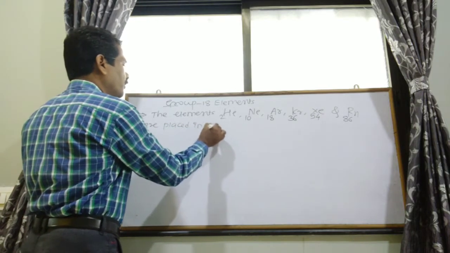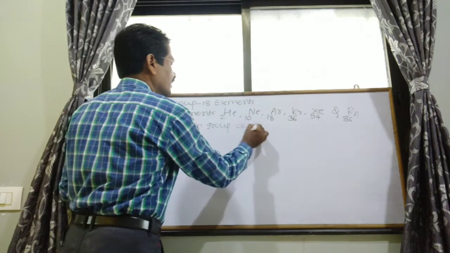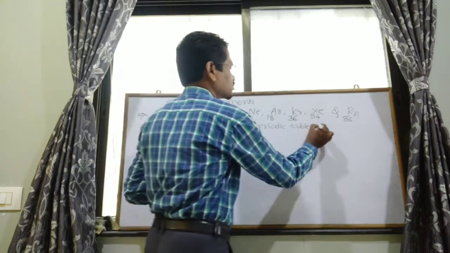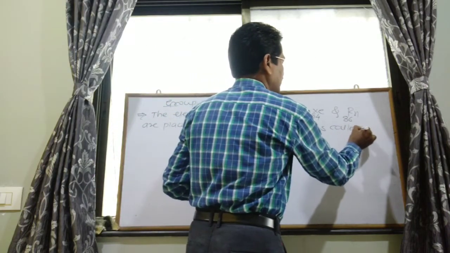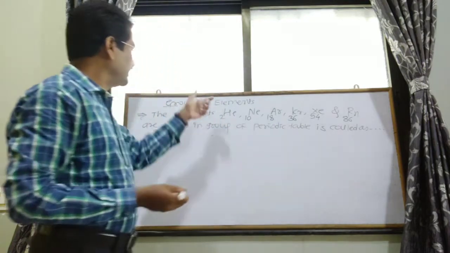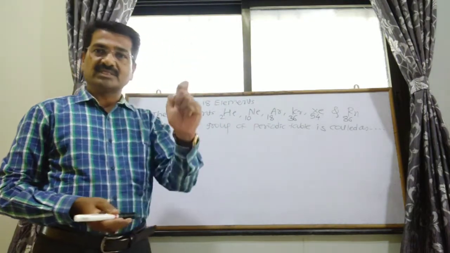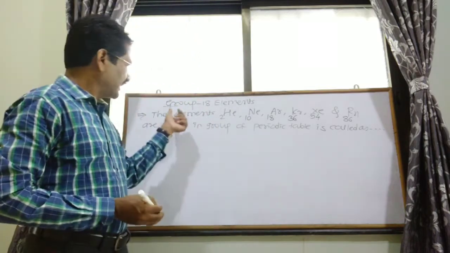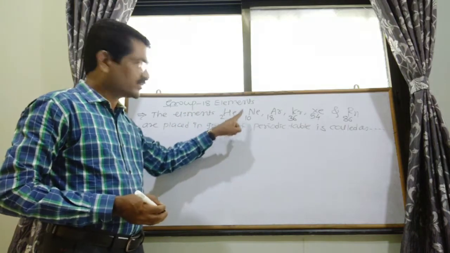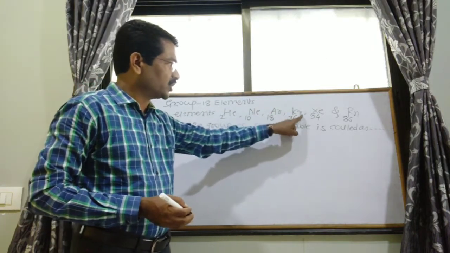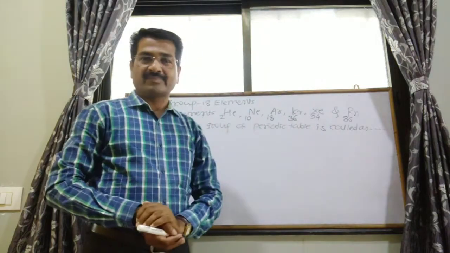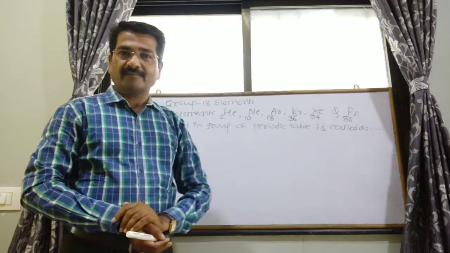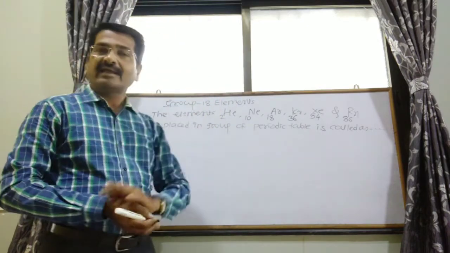in a group of the periodic table. That group of the periodic table is called group 18 elements. So this is a simple definition of group 18 elements. The elements helium, neon, argon, krypton, xenon and radon are placed in a group of the periodic table called group 18 elements.